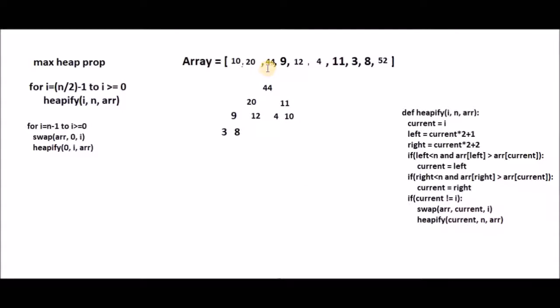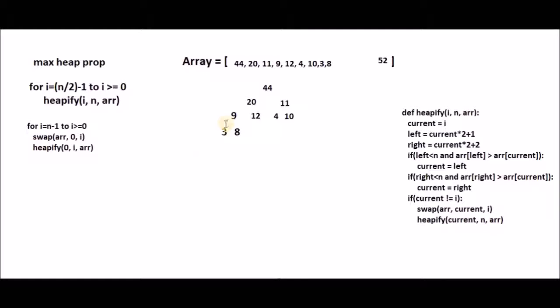So now we have 44 at the start. We have 20. We have 11. We have 9. We have 12. We have 4. We have 10. We have 3. And we have 8. As you can see, this is my entire array at the end of the first iteration. And again, 44 is the largest element in the entire heap.